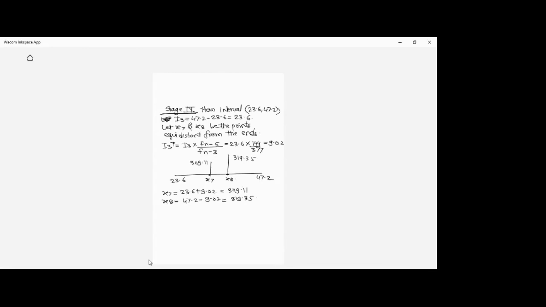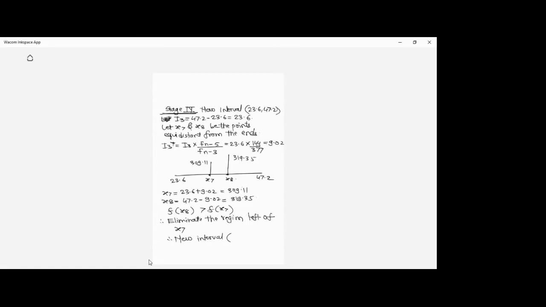Moving ahead, we can write f of x8 is greater than f of x7. Therefore, as it is a maximization problem, eliminate the region. Which region is to be eliminated? Left of x7. Therefore the new interval that we are going to get, what is the value of x7?